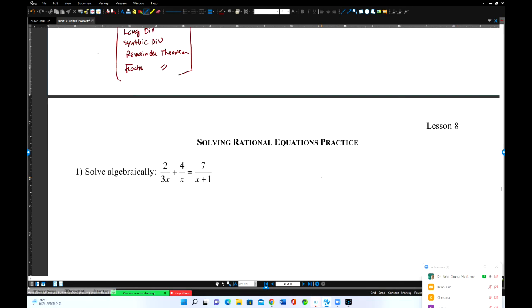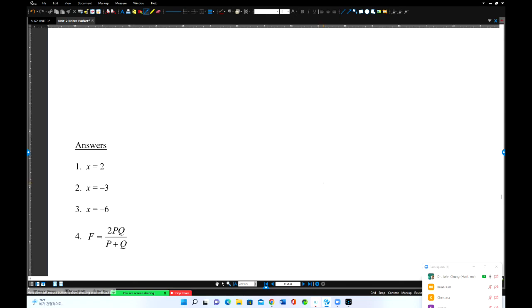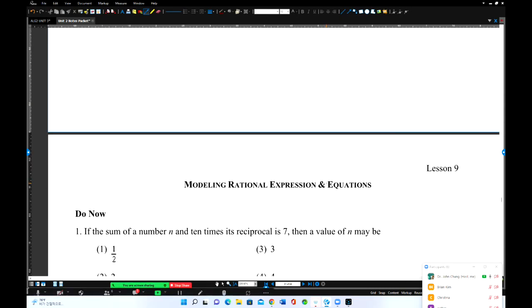But this is a rational equation, okay? Yeah, another practice. There are the answers there, okay? So after class you have some more practice. So better invest your time.